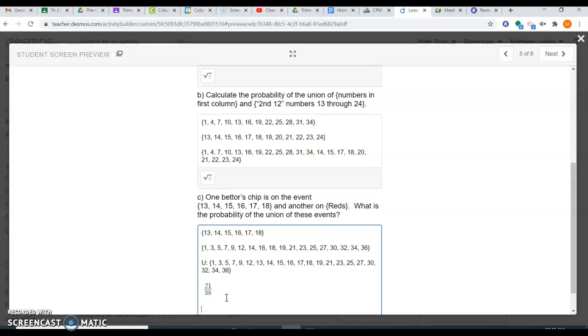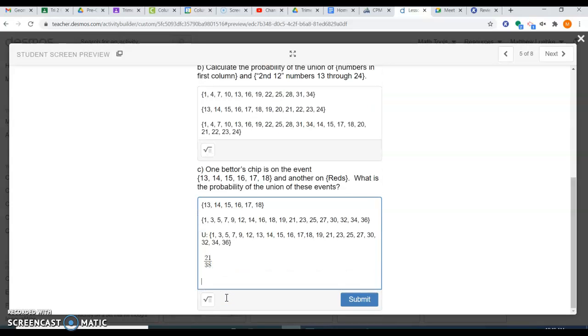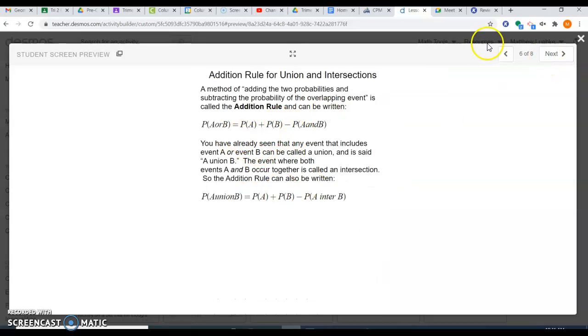Now, using the addition rule, we can do this without needing to make this big list for the union. Okay? What we can do is we can say, okay, what's the probability of the first event hitting? So that's 1, 2, 3, 4, 5, 6 numbers. So 6 out of 38 would be my probability of the first one hitting. So that would be like P(A).